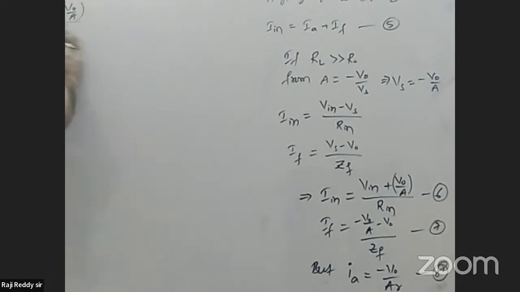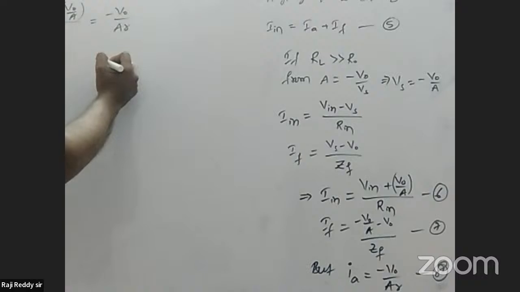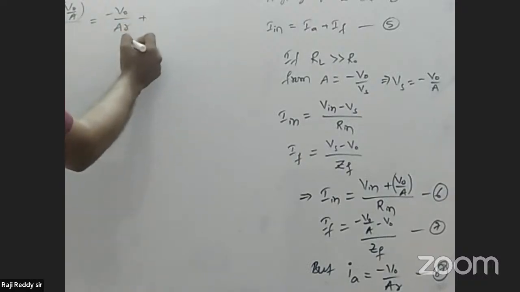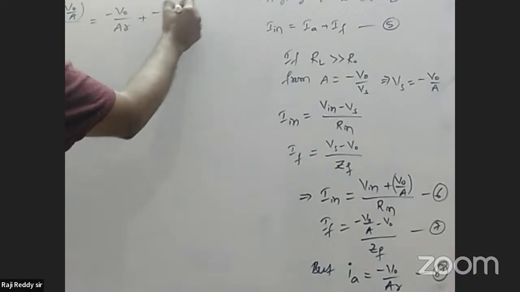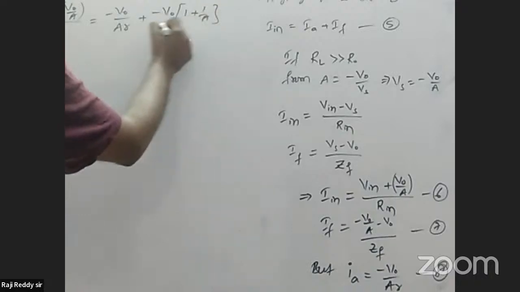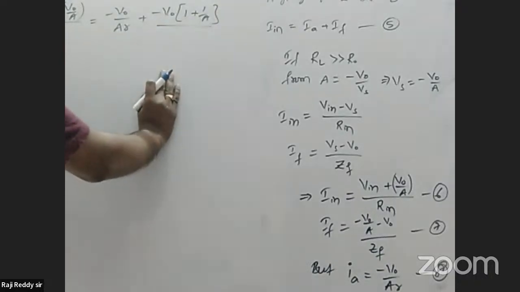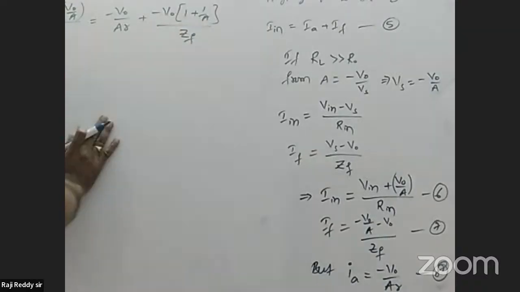Okay, this is nothing but a small r, equal to IA minus V naught by A into R, plus IF. Taking minus V naught common, we get 1 plus 1 by A, divided by ZF, the feedback impedance.